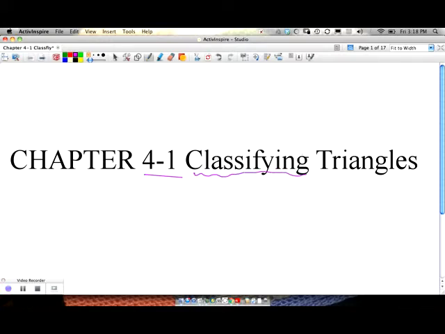So the big idea today, we're going to be talking about classifying triangles. And when you're talking about classifying triangles, the big idea there is putting them into a category. What makes that triangle that kind of triangle? It's like, here's a dude that's purple with a red head and blue hair. I just classified him.